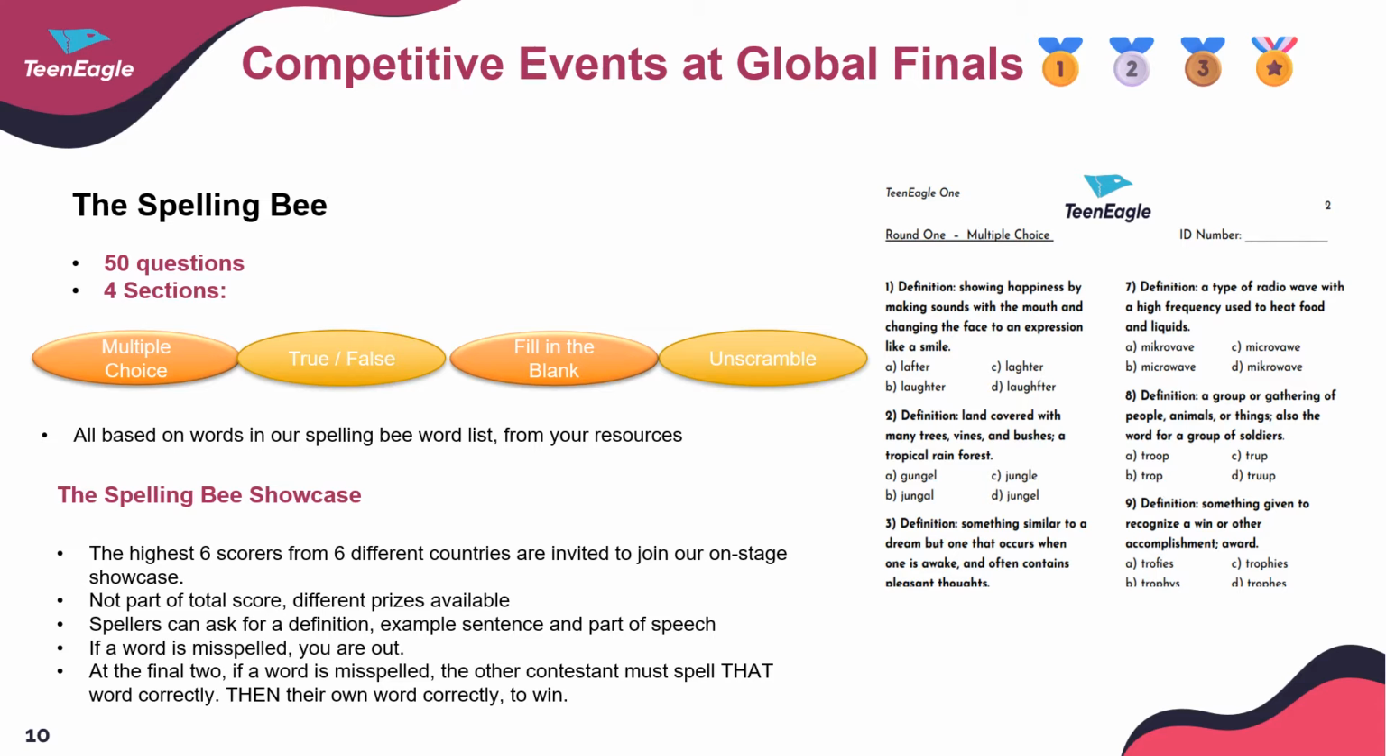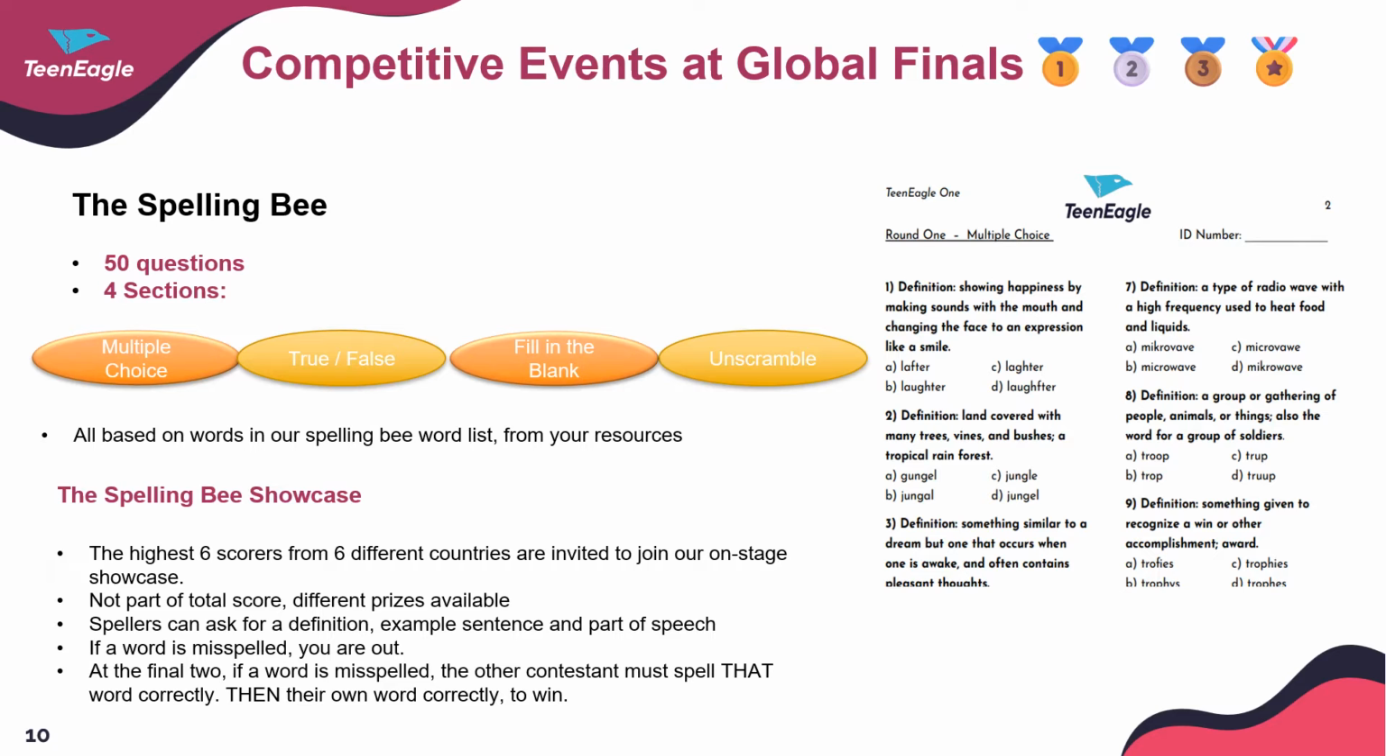After this section is finished and scored, the 6 highest scorers from 6 different countries are invited to join our on-stage showcase. So the showcases are not part of your total overall score. They have different prizes available. So when you're doing the spelling bee showcase on the stage, you're competing against the other 5 people that are there with you. When we get down to the final 2, and the way that happens is by somebody misspelling a word, then they're out.